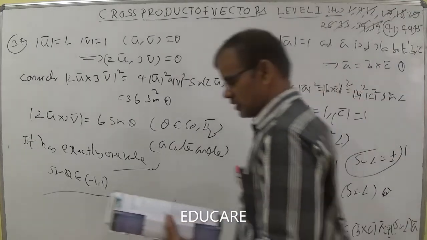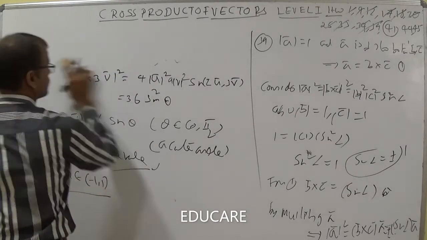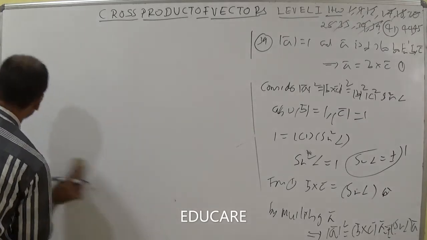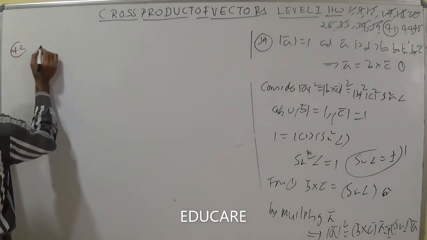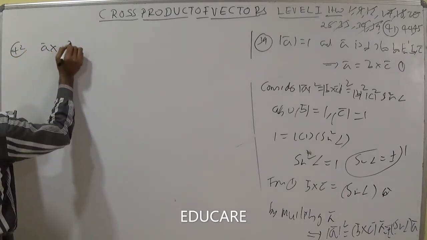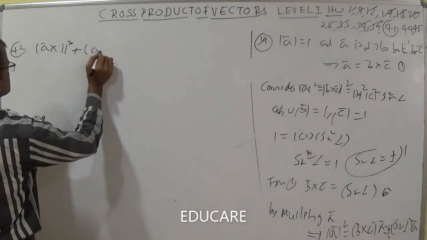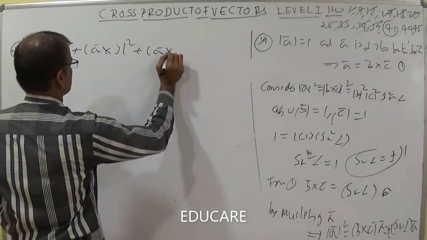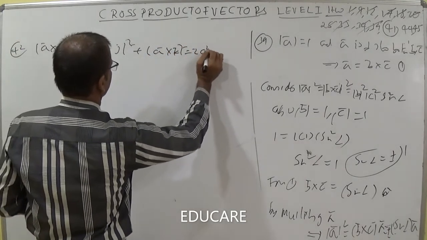39th question completed. Let us discuss the 41st question. The 41st question, plenty of times we discussed. In IP also you learnt. In AIEEE 2002, he has given the value. 42nd question, I am writing the formula: modulus of A cross i whole square plus modulus of A cross j whole square plus modulus of A cross k whole square equal to 2 mod A square.